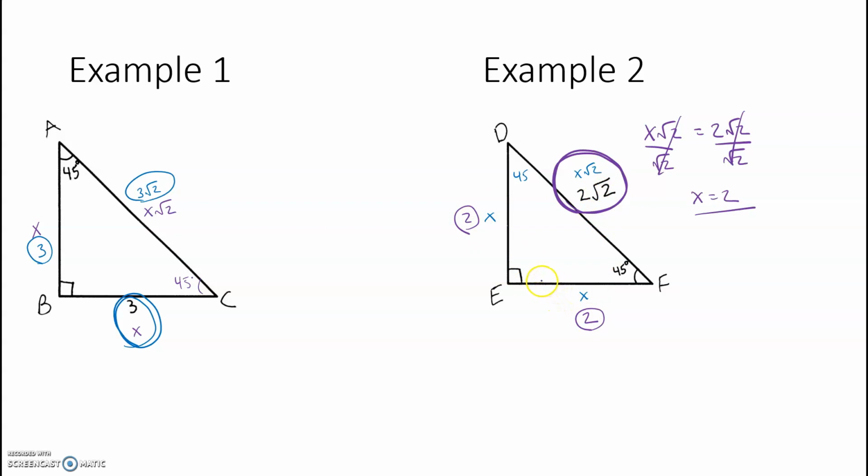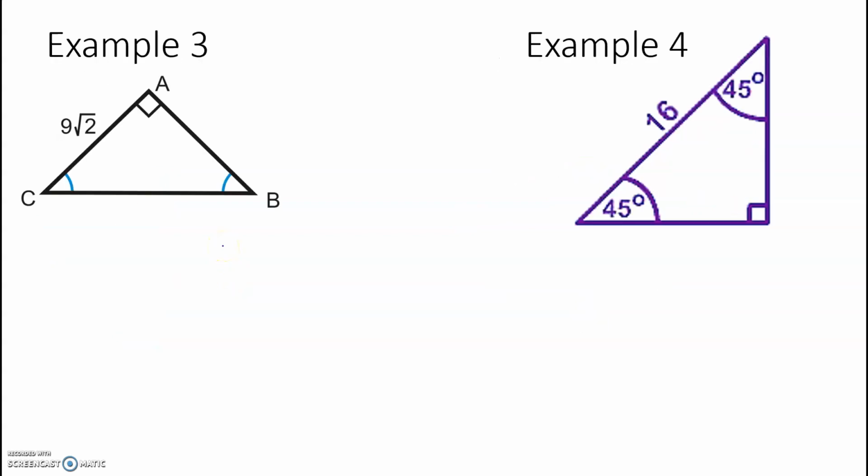Now they're going to ask you for a missing side length. So they might ask you for AB, and you would say the answer was 3. They might ask you for AC. The answer is 3 root 2. All right, let's make it a little bit harder.